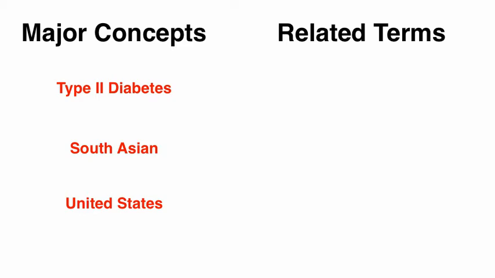So for type 2 diabetes, I'm going to use the related term diabetes, because if I find a paper that discusses diabetes prevention among South Asians in the United States, that's going to be useful. Even though it's not specifically about type 2 diabetes, it will still be useful.